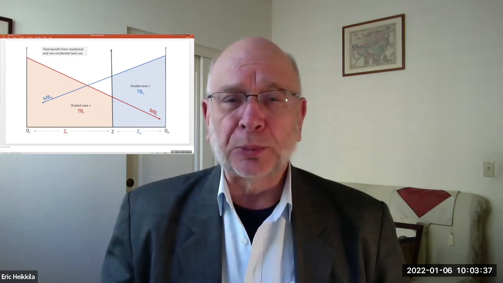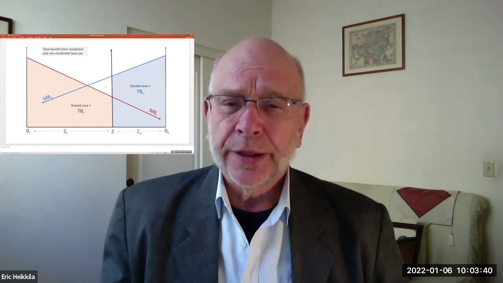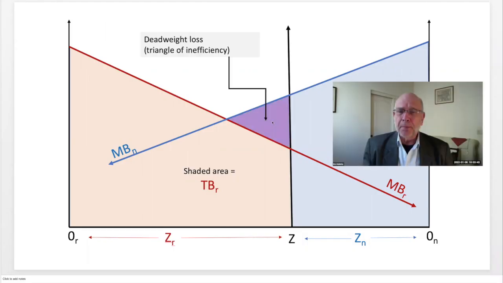Now, you probably observe that there is this missing triangle here, and that actually represents deadweight loss associated with the allocation Z that we've designated. Because, as we saw earlier, the marginal benefit at Z from non-residential use exceeds the marginal benefit from residential use. And therefore, by converting, and that's true anywhere between Z and the point that corresponds to this intersection.